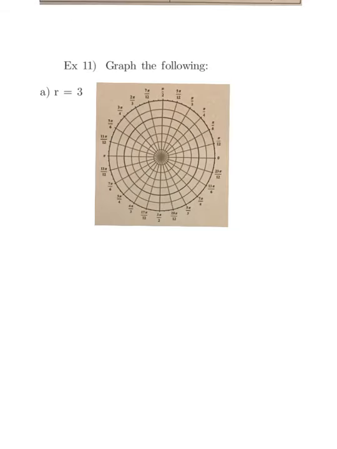On example 11, we are asked to graph the following, and our first graph that we want to do is r equals 3. Remember what we said about r, that's radius. So if you want to graph an equation that is just r equals 3, from the very center, you go out 1, 2, 3, and then you want all of the 3, so it will be a circle at the third line from the center.